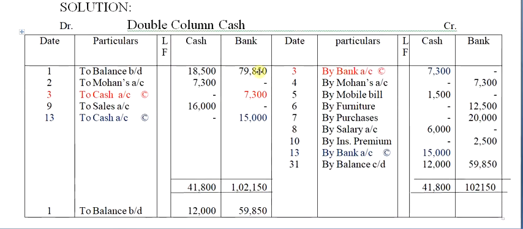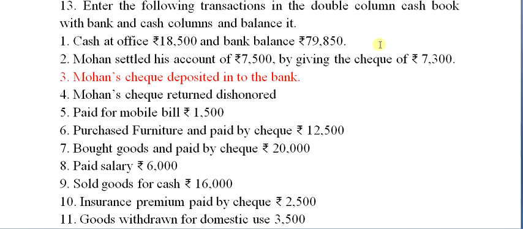So the first transaction, date 1. The date is not given, so you can maintain it as 1, 2, 3 itself. To balance brought down, 18,500 is the cash balance, bank balance 79,850.